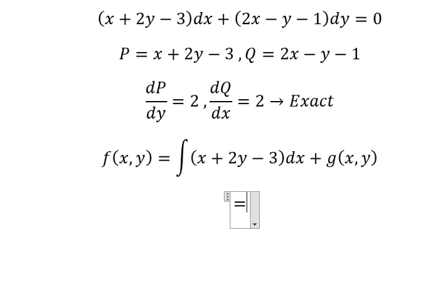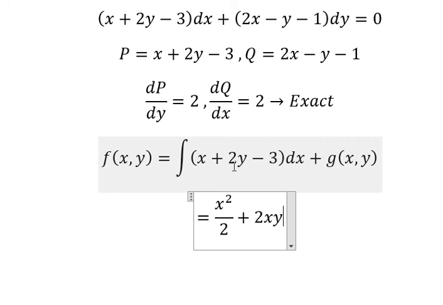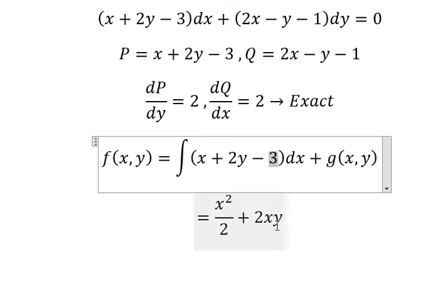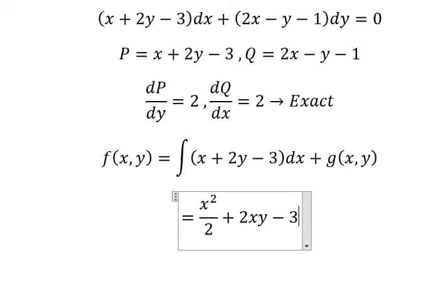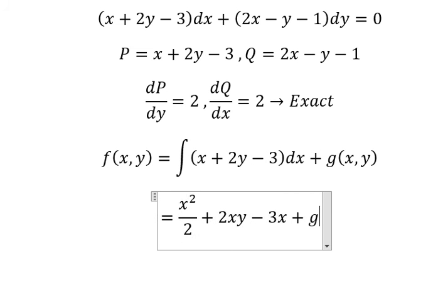Now, the integration of s, we have s squared over 2. The integration of 2ys, we have 2xy. 2y, you get 2xy. The integration of number 3, we have negative 3x, and we have 3xy.